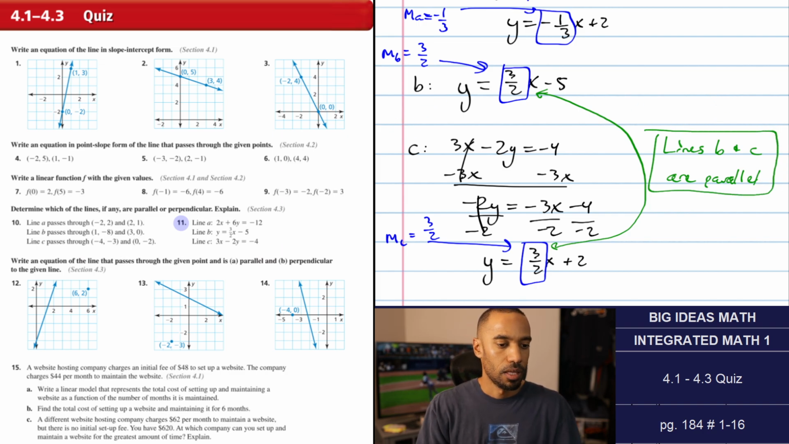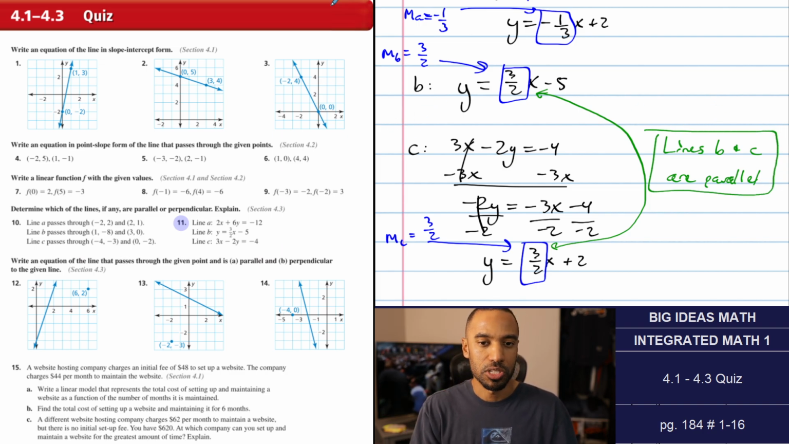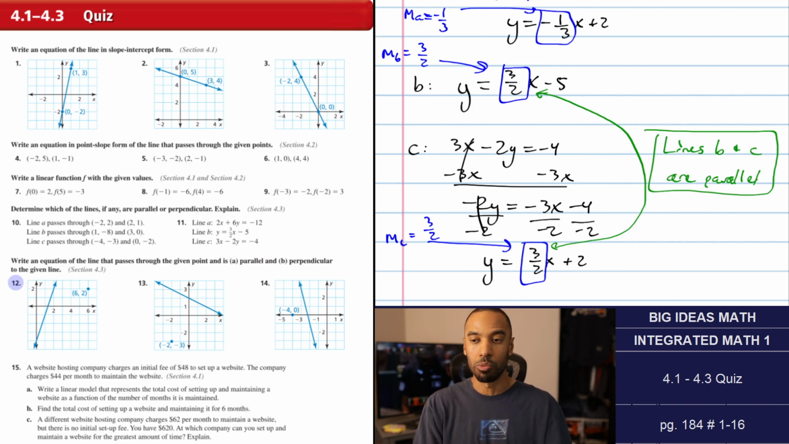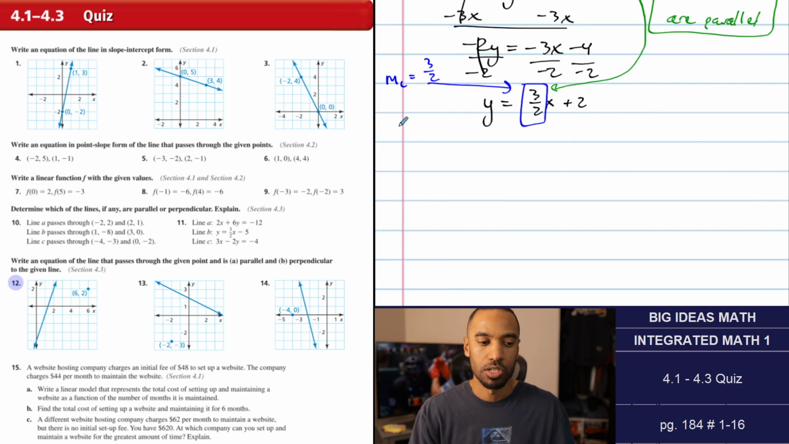Okay. Let's go to 12, 13, and 14. Still more of section 4.3. Write an equation of the line that passes through the given point and is either parallel or perpendicular to the given. Well, not either or. We're going to do both. So we have 3 problems to do these with.